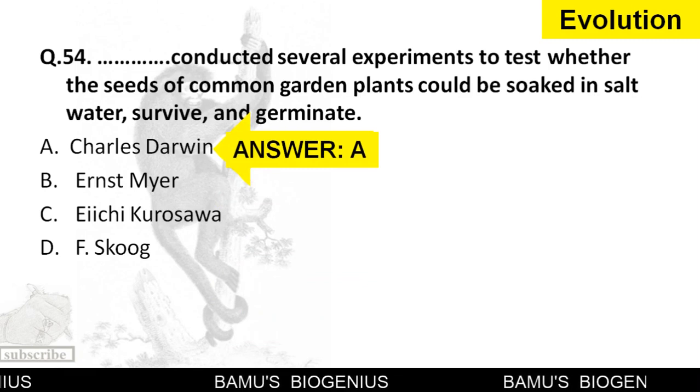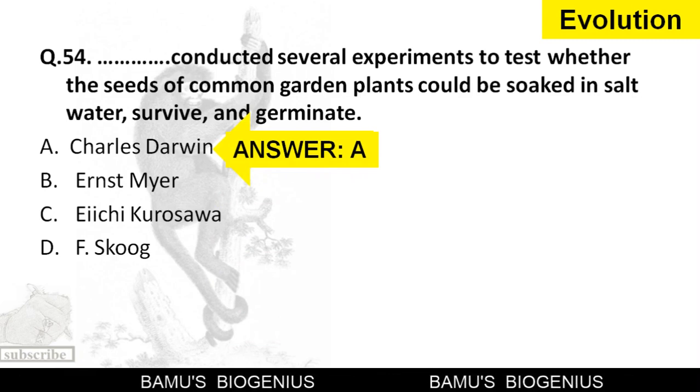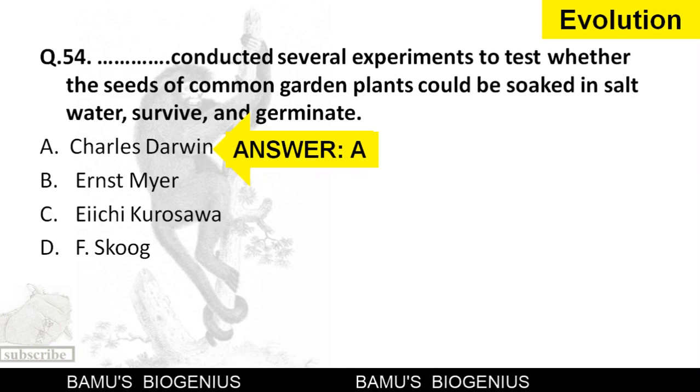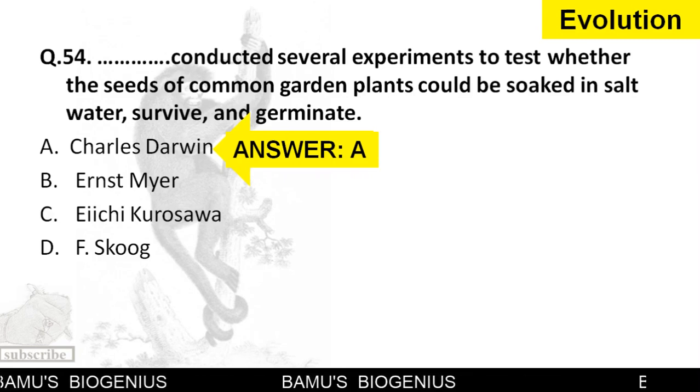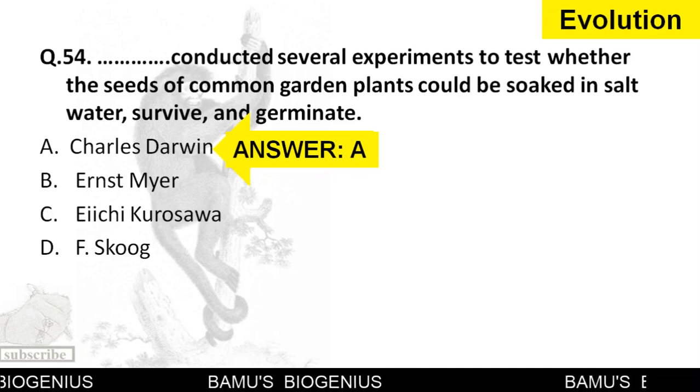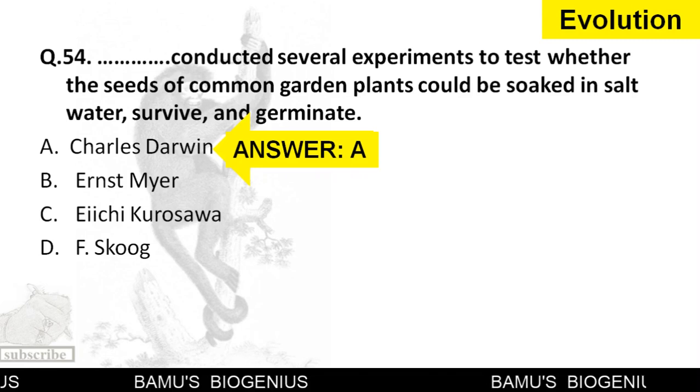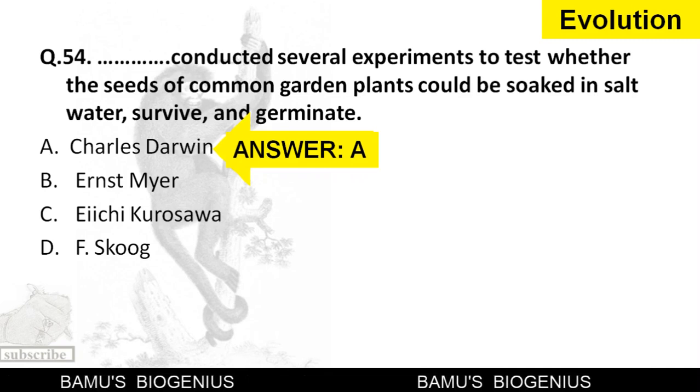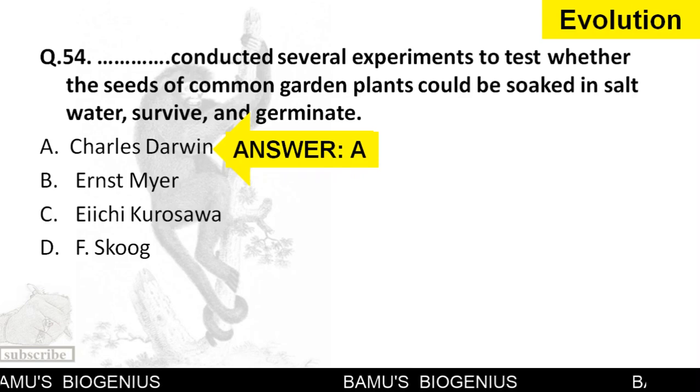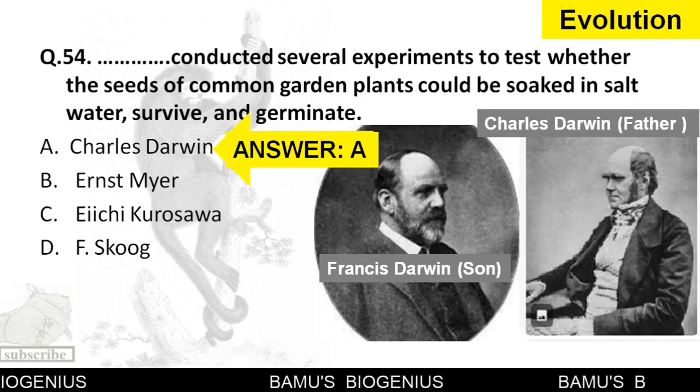That is answer A. So Charles Darwin wanted to know how a particular kind of plants can survive during migration via seawater, and that's why he soaked some seeds in salt water to find out whether these seeds may germinate or not. For this experiment he was assisted by his son, that is Francis Darwin. So this father-son duo performed these experiments.